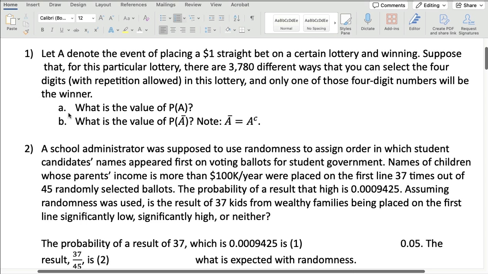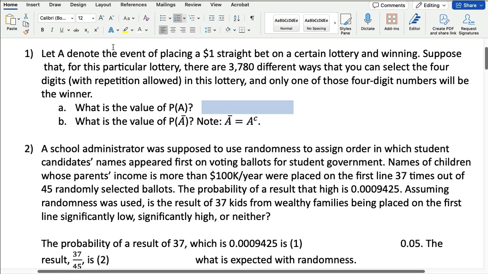So the first question is, what is the value of the probability of A, the probability of winning? We need to look at this in terms of how many outcomes there are that involve winning, and then divide by the total number of outcomes. That's pretty much it. It has nothing to do with the dollar that you're betting, or how much you're betting. It's literally just how many ways there are of winning divided by the total number of possible outcomes.